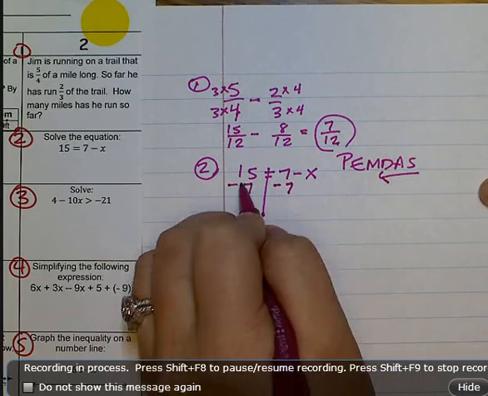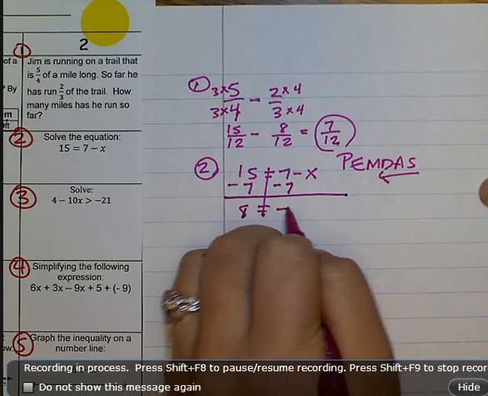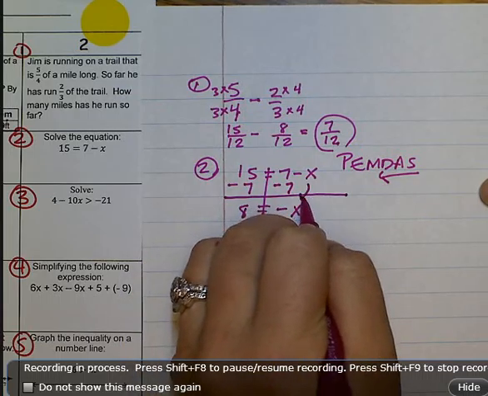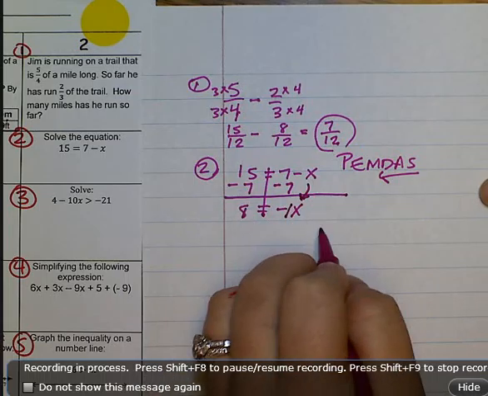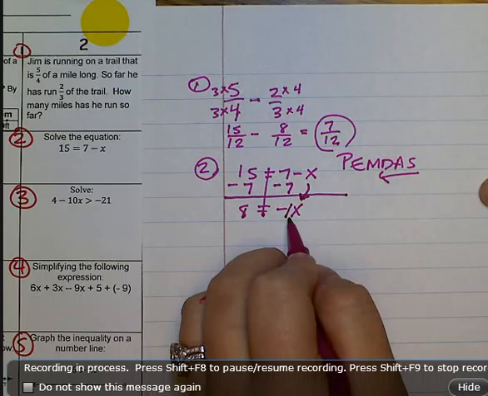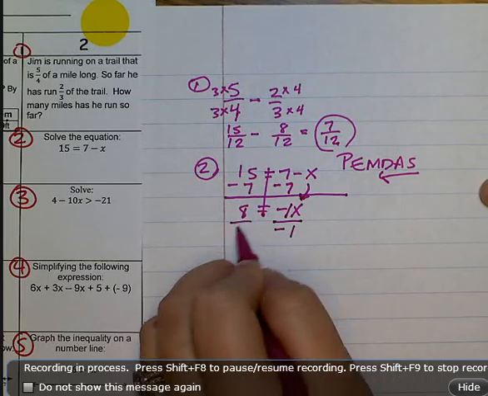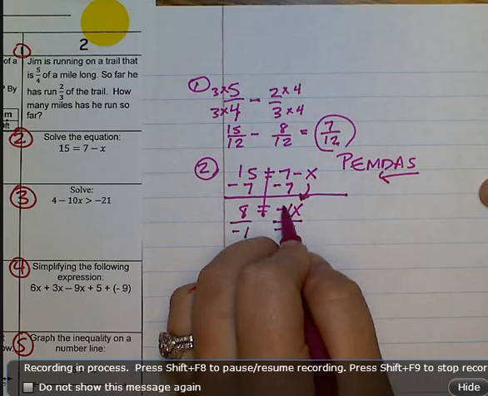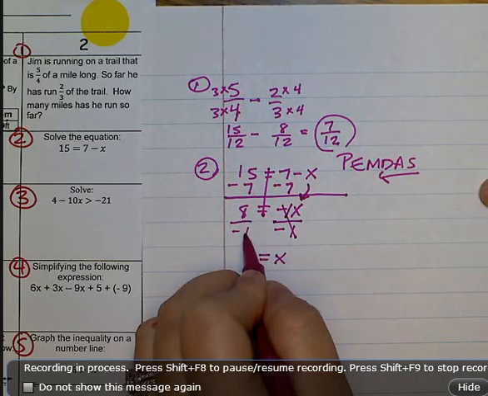So 15 minus 7 is 8 equals negative x. So I'm bringing down whatever's left. Now I see that there's a negative x, and it's known just not shown again that there is a negative 1 existing, so we have to do the inverse operation, which represents dividing by negative 1. So those go away. We're left with x on the right hand side. X equals 8 divided by negative 1, which is negative 8.